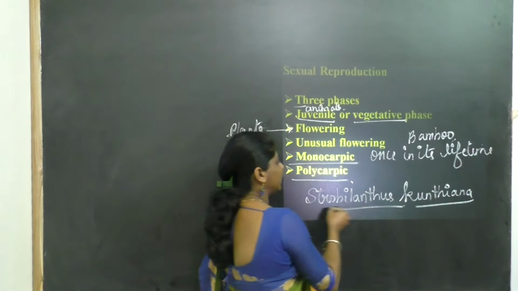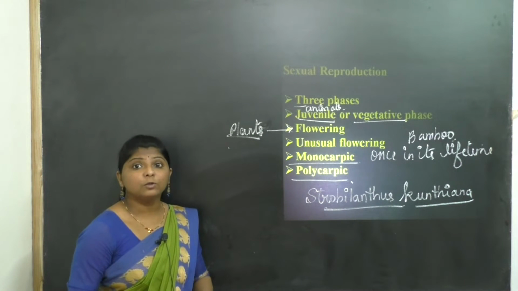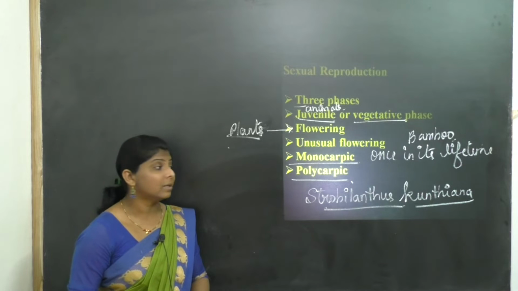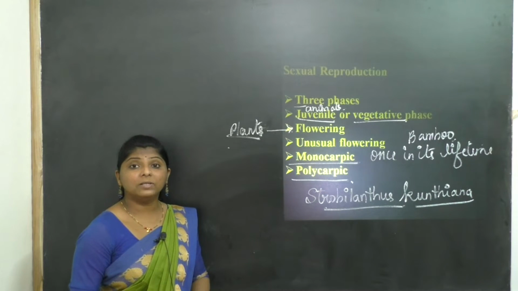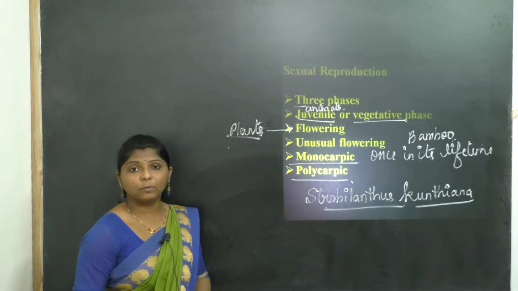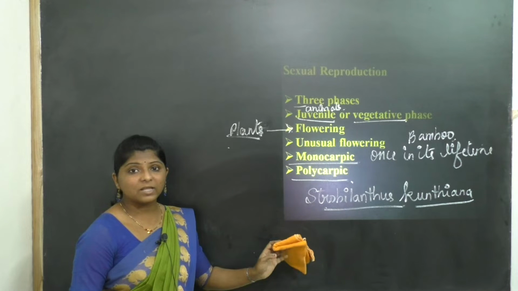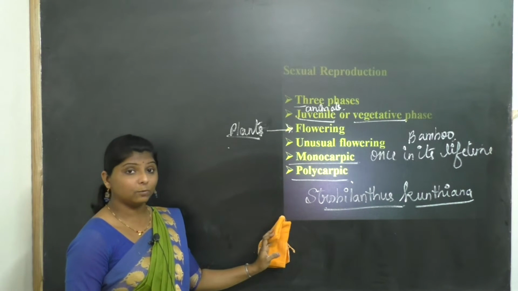Okay, the second example that we need to remember is Strobilanthes kunthiana, which flowers only once in 12 years. This is commonly called Neelakurinji. Very important: Neelakurinji, Strobilanthes kunthiana.